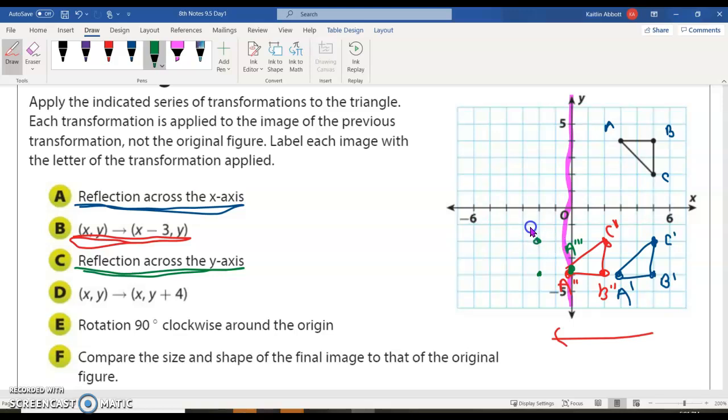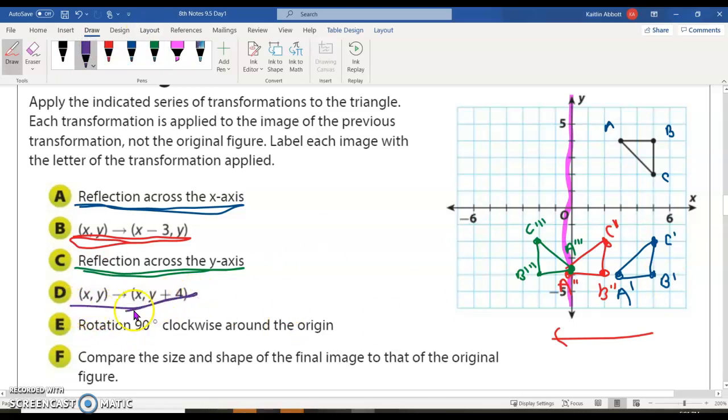Oh, Miss Abby forgot the label. C triple prime. B triple prime. And connect my dots. Okay. See, it just flipped over. It looks like it should look exactly the same, minus my terrible line skills. All right, let's move on to, what is this?